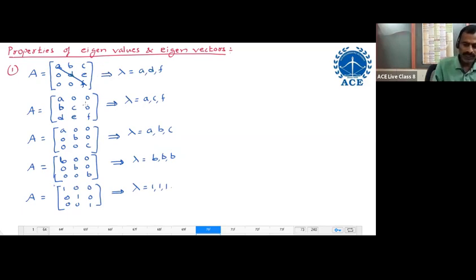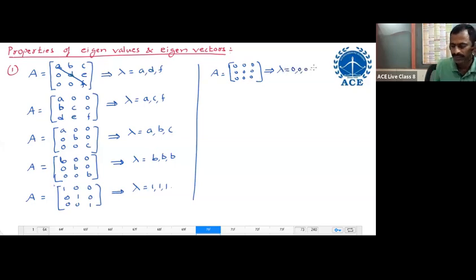First one is upper triangular, second one is lower triangular, third one is diagonal, next one is a scalar matrix, next one is a unit matrix. Next, the zero matrix, 0, 0, 0, 0, 0, 0, 0, 0, 0, which implies its eigenvalues are 0, 0, 0.